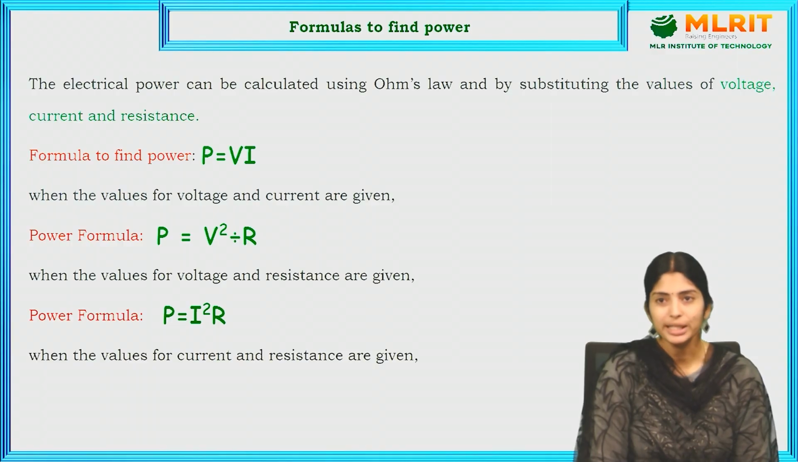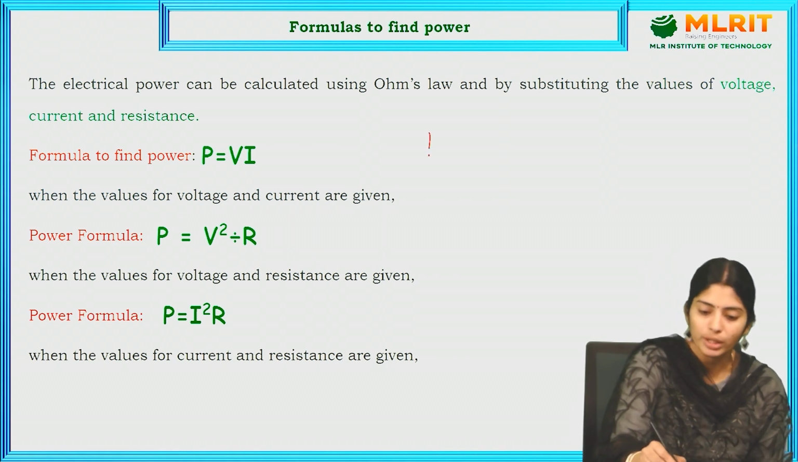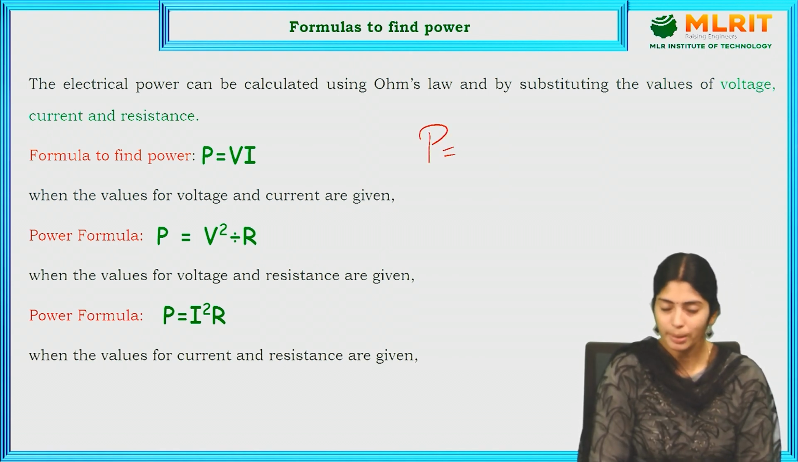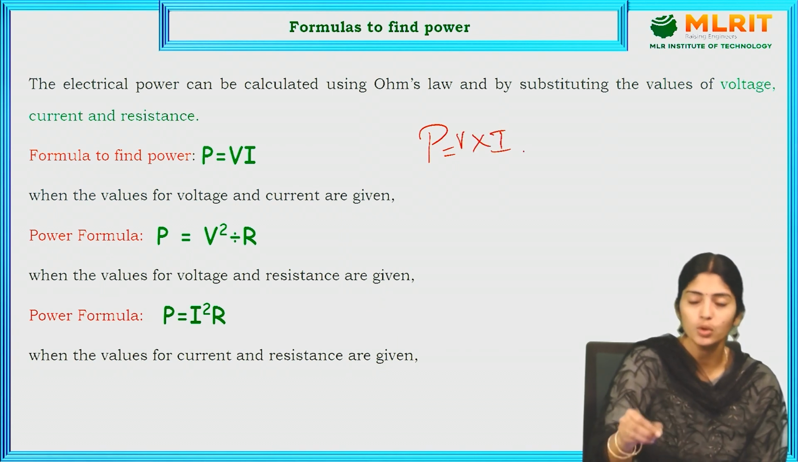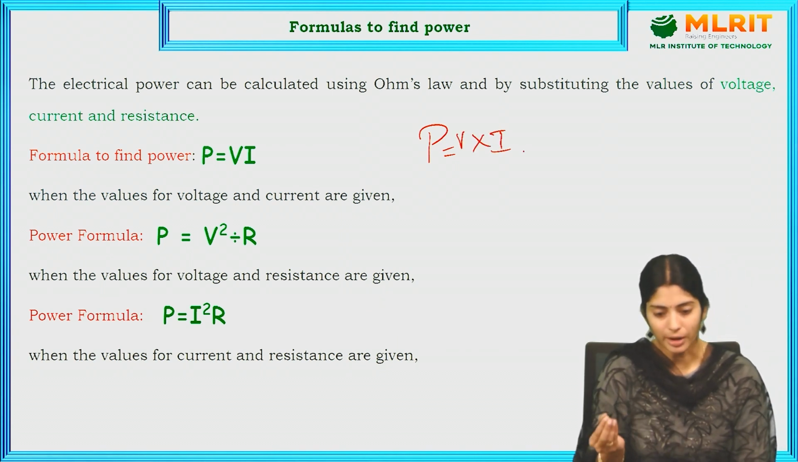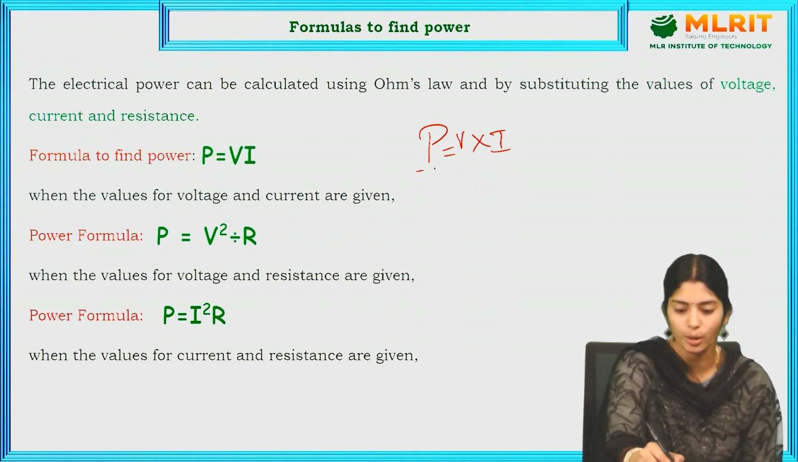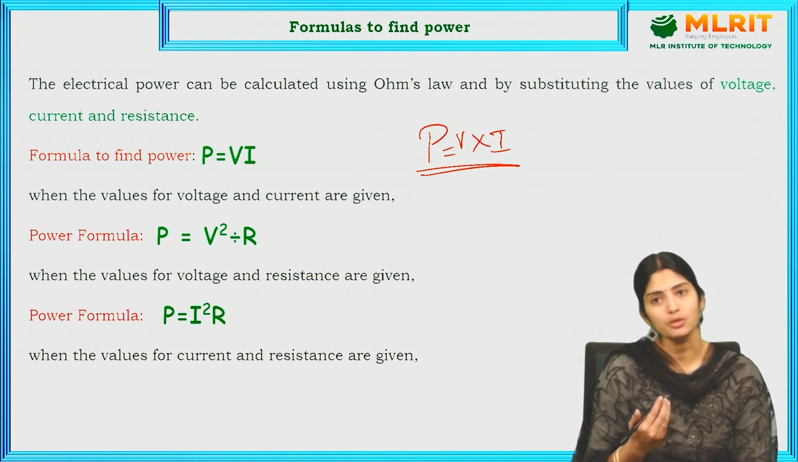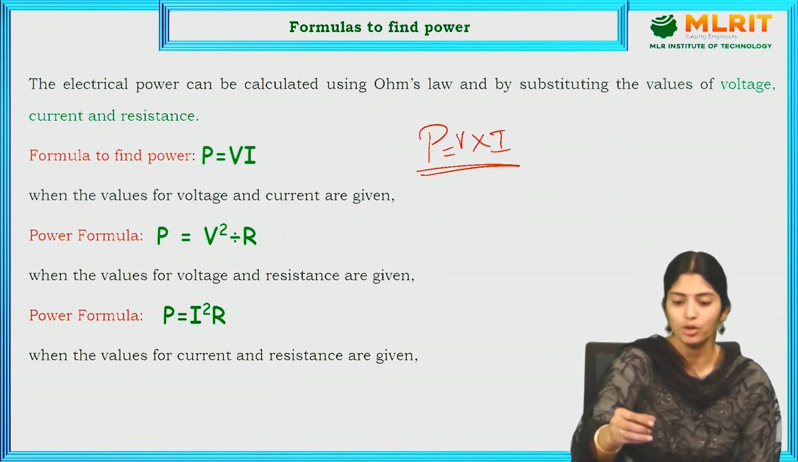Now we'll determine the value of the power by using these Ohm's law parameters. We know that what is power? Product of voltage and current is called power. So P is equal to V into I. If they had given us the values of voltage and current, we can determine the value of power by using this formula. But if they had given us the terms in terms of current or voltage or resistance, we can't determine the value of power with this.